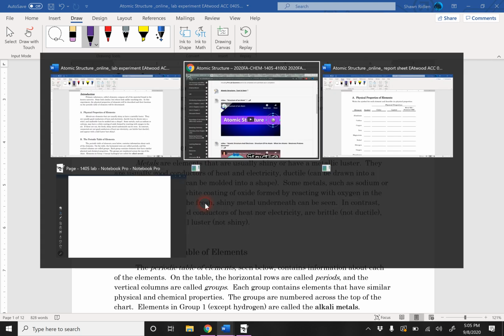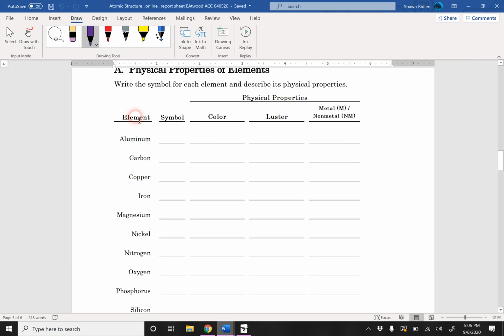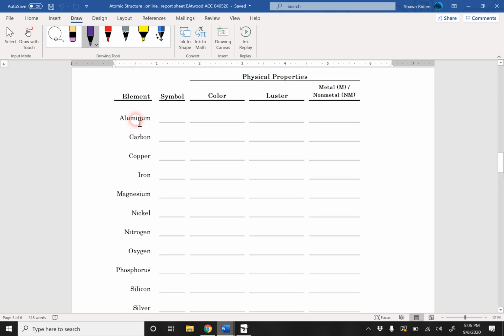Okay, so if we hop over to our report sheet, we see various names of some elements and then some blanks. And the blanks ask us for things like their chemical symbol, their color, their luster, and then are they a metal or a non-metal. And some of these you'll be very familiar with, like aluminum. We've all used aluminum cans. We've all seen things like maybe aluminum roofs or aluminum siding.